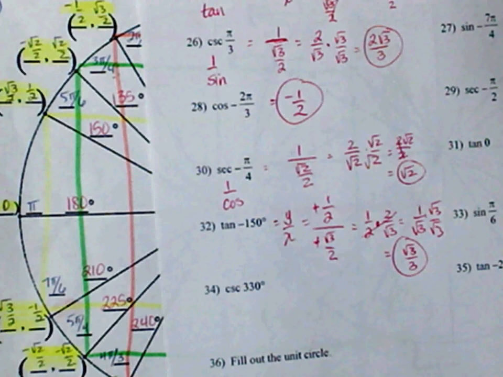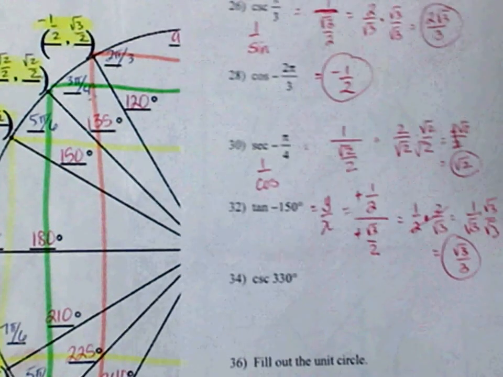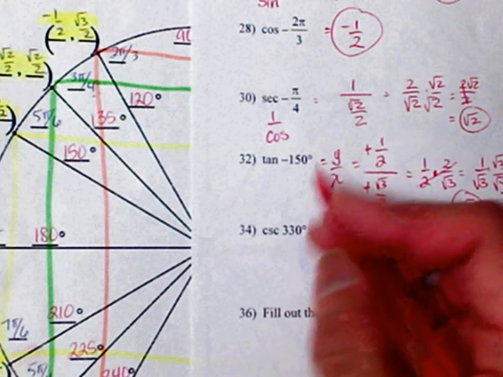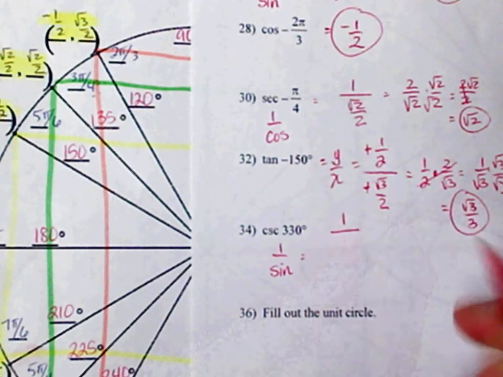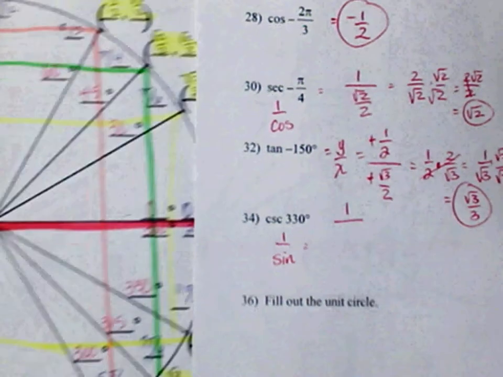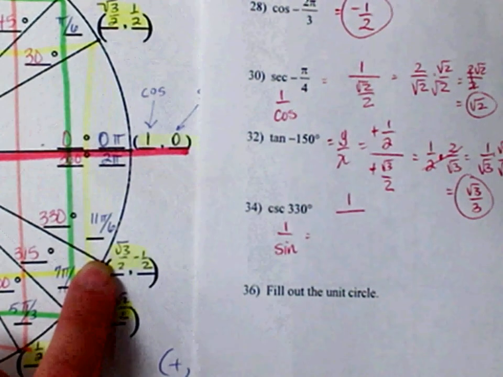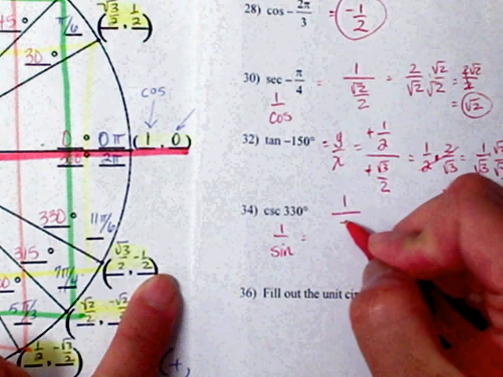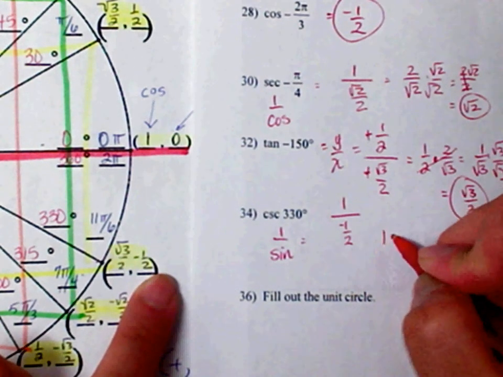Number 34, cosecant is the same as 1 over sine, okay? So 1 over sine of 330. Here is 330 right here. So it's 1 over sine. What is sine? Negative 1 over 2. Take the reciprocal. 1 times negative 2 over 1, so it comes out to be negative 2. Okay?